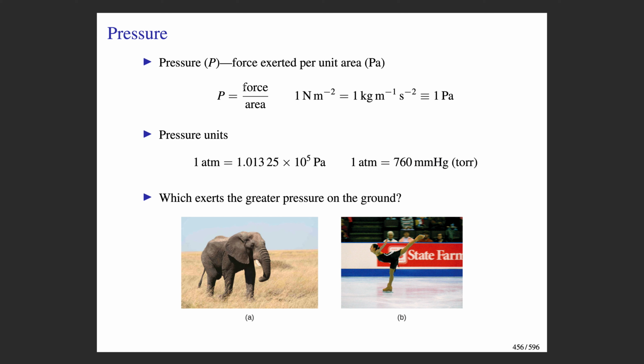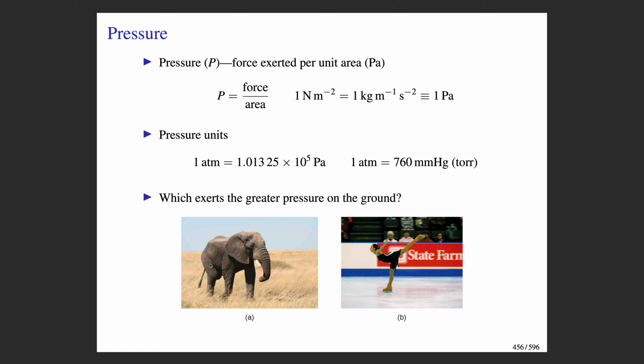So pressure is a force exerted on an area. And so in these two pictures, what we're being asked to do is to think about the force that the elephant exerts on the ground compared to the force that the ice skater exerts on the ice when she's on her ice skate. And so which one exerts the greater pressure?